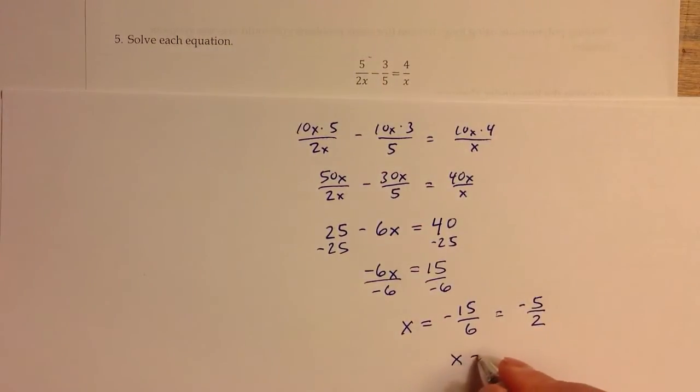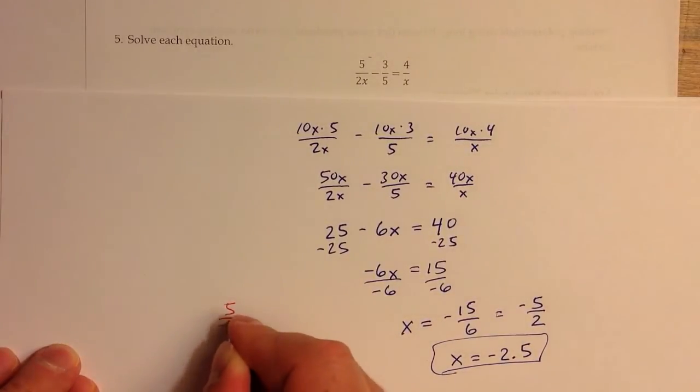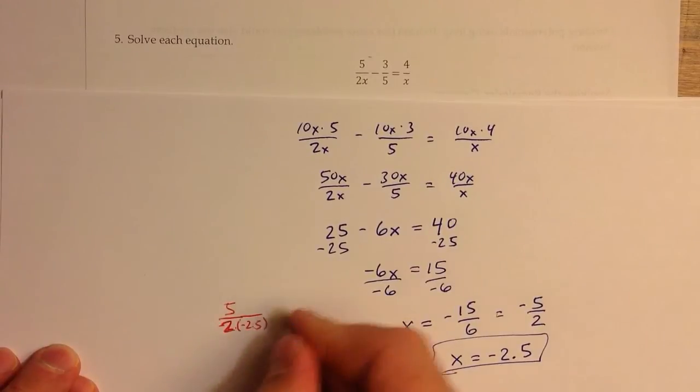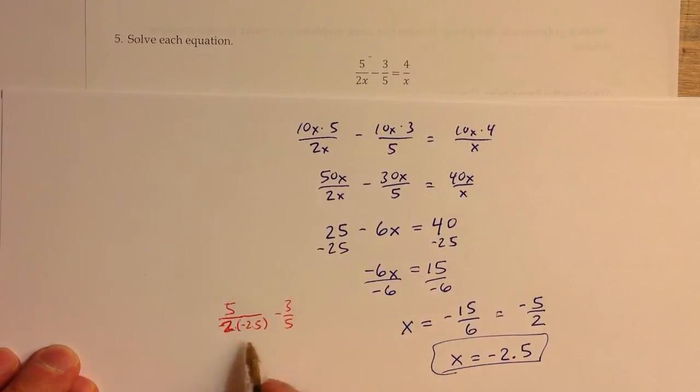We can see if we simplify this to negative 2.5, which is the decimal version of that answer, we could check and see that that is a solution. 5 over negative 2, or rather 2 times negative 2.5, minus 3 over 5. Simplifying that becomes negative 1, because we end up with a 5 over negative 5. Negative 1 minus 3/5. Putting that together as a single fraction, that's negative 8/5.